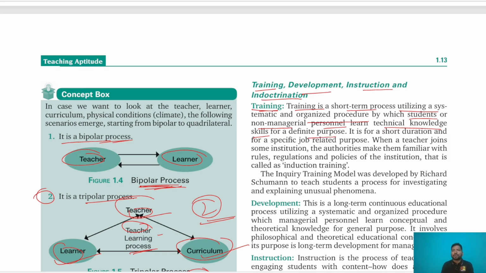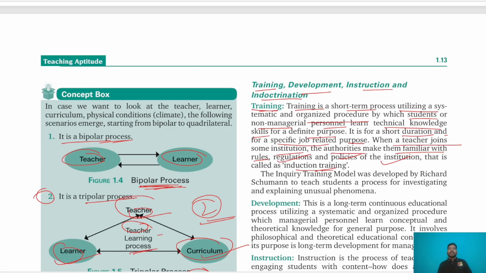You can say that in the short term, a process utilizing a systematic, organized procedure by which the student or non-managerial person learns technical knowledge and skill for a definite purpose is known as what? Training. In this training, you can see it is for a short duration and for a specific job-related purpose. Now when the teacher joins some institution, the authorities make them familiar with the rules, regulations, and policies of the institution, and that is called what?